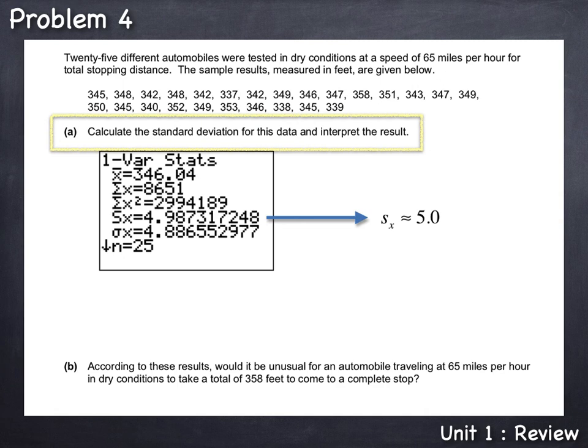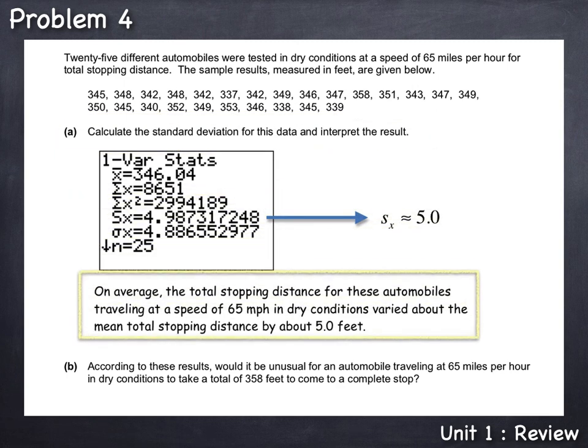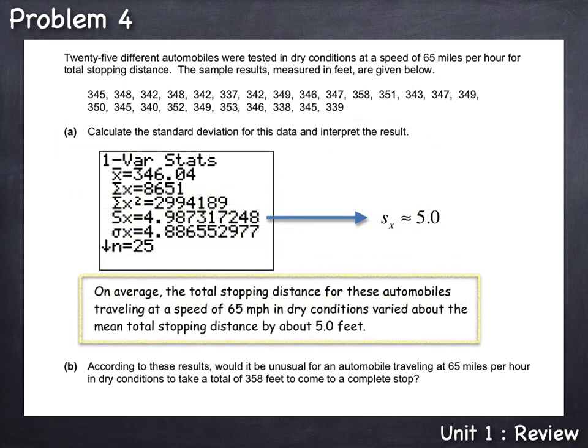You also need to include the wording of the problem in the interpretation. In this case, the total stopping distance for automobiles traveling at 65 miles per hour in dry conditions. So one acceptable interpretation of this result would be: on average, the total stopping distance for these automobiles traveling at a speed of 65 miles per hour in dry conditions varied about the mean total stopping distance by about 5.0 feet.